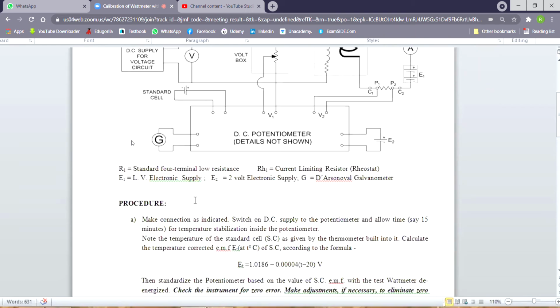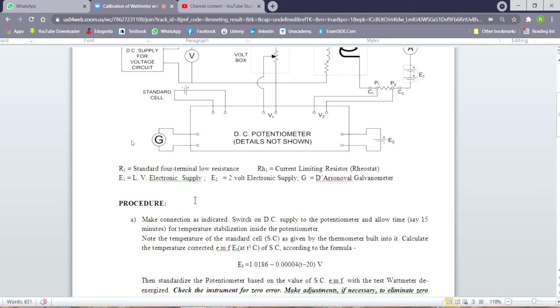test, and then we start operating our selector switch to position 1 or position 2, depending on which input we want to receive, V1 or V2. So that is the whole procedure within the DC potentiometer.